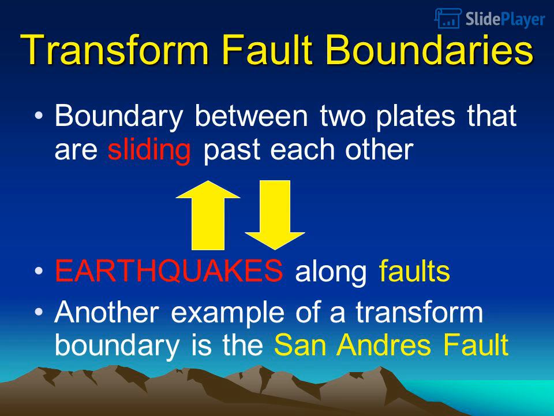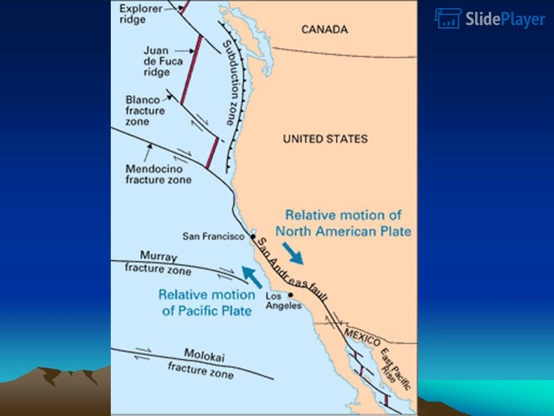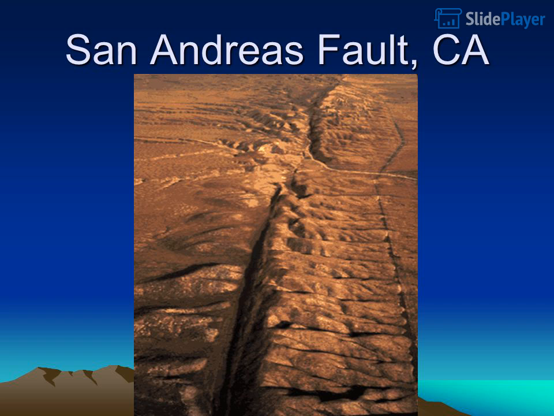Transform fault boundaries. A boundary between two plates that are sliding past each other. Earthquakes occur along faults. Another example of a transform boundary is the San Andreas Fault, California.